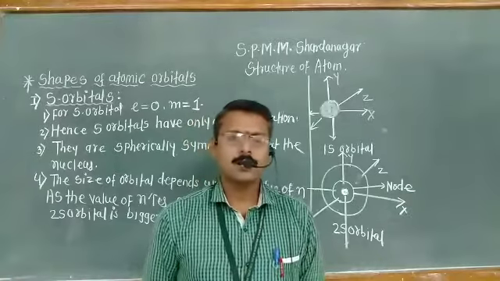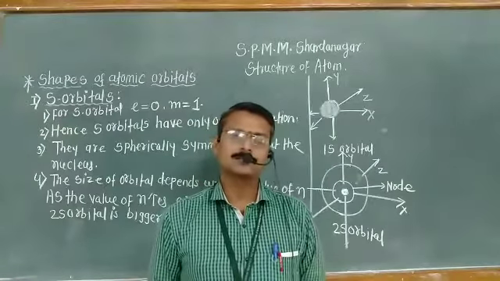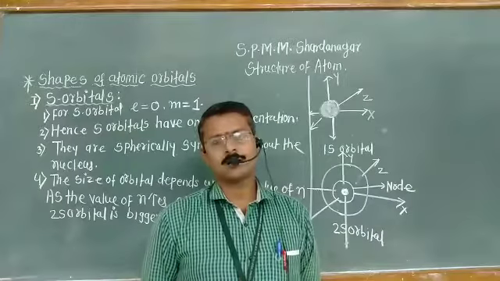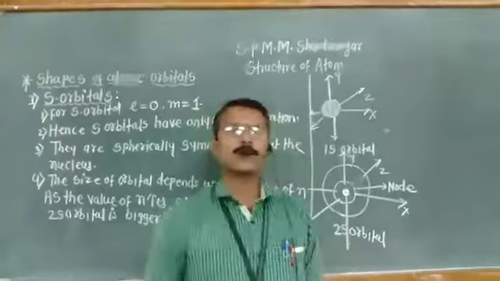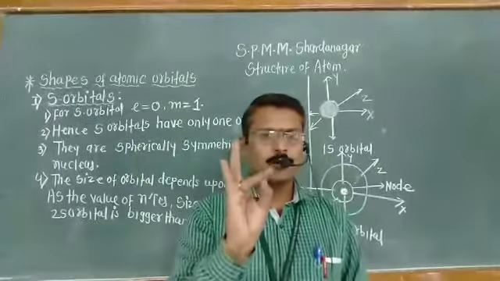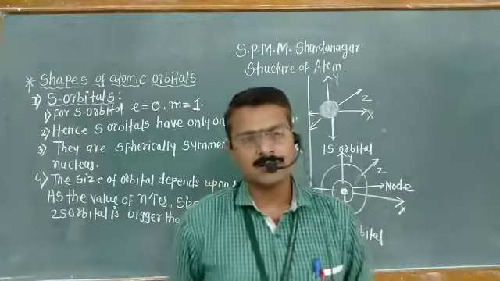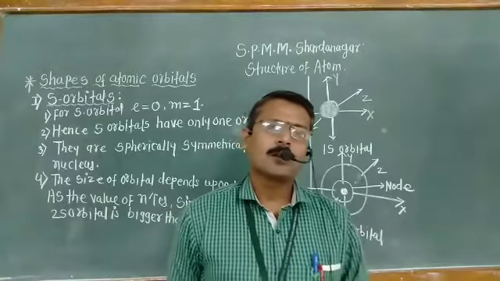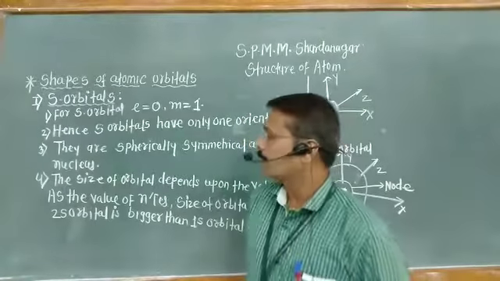In today's video lecture we discuss the shape of orbitals. You know very well that there are four types of orbital. First is the s orbital, second is the p orbital, third is the d orbital, and fourth is the f orbital. We are discussing the shape of the s orbital in today's video lecture.